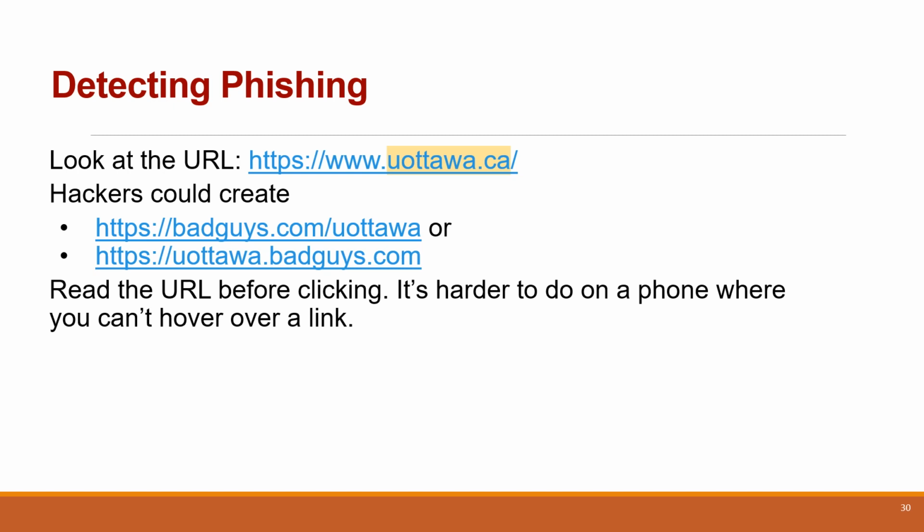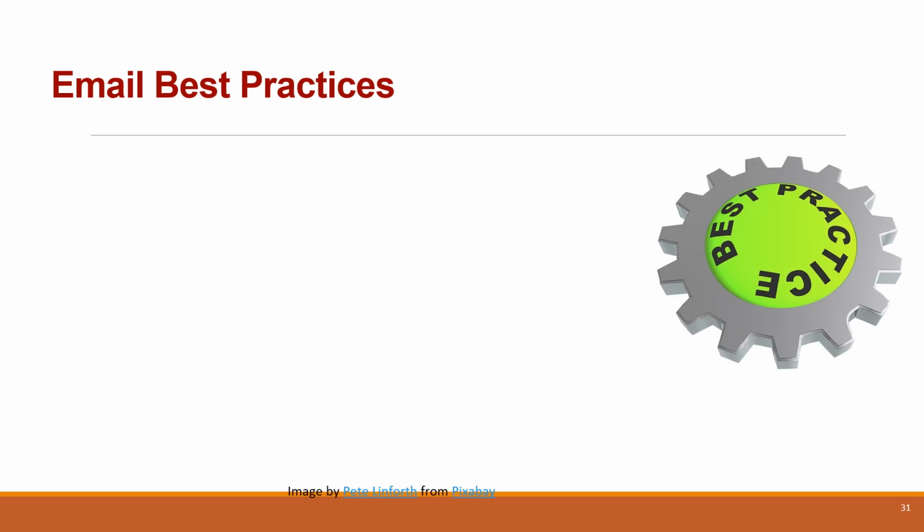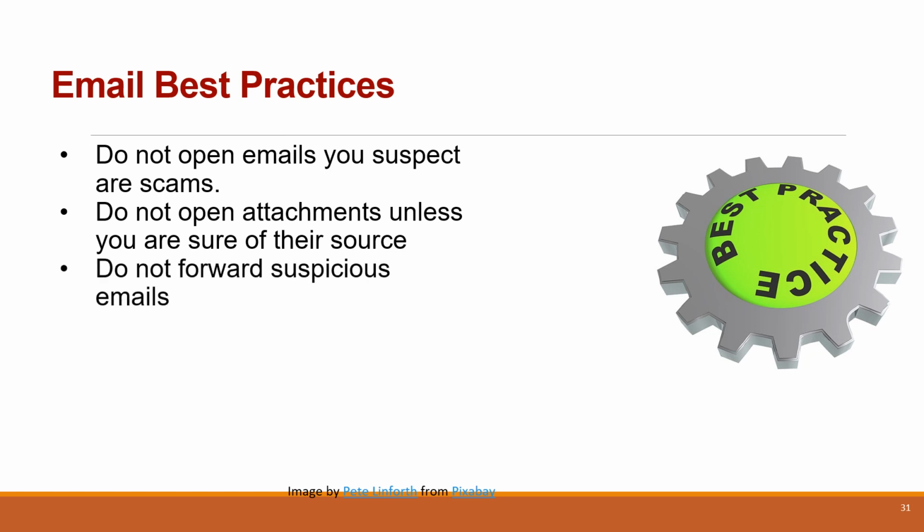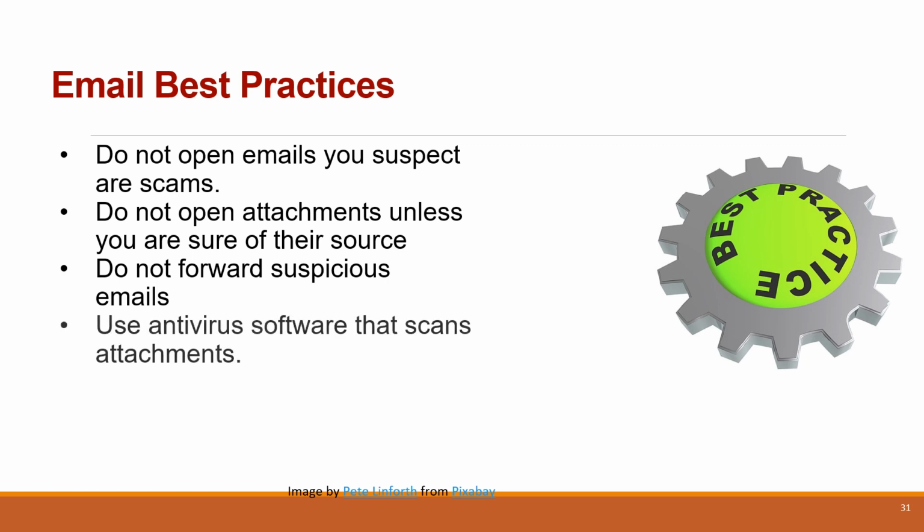or social media accounts. Some email best practices include: don't open emails you suspect are scams. Don't open attachments unless you are sure of their source. Malicious code can be hidden in spreadsheets, Word docs, PDFs, etc. Don't forward suspicious emails. And use antivirus software that scans attachments.